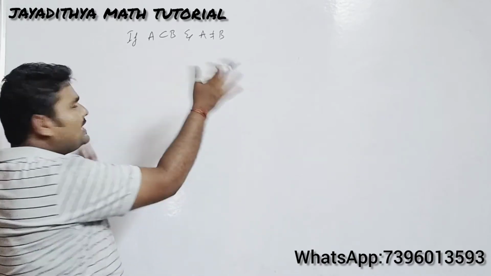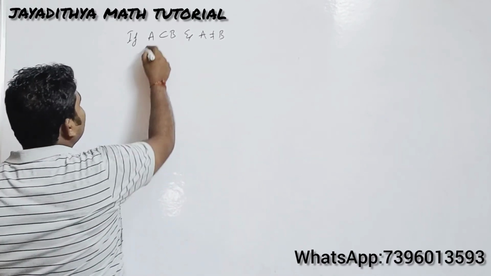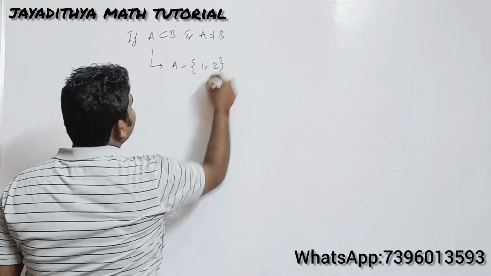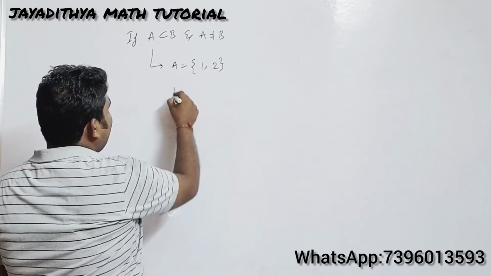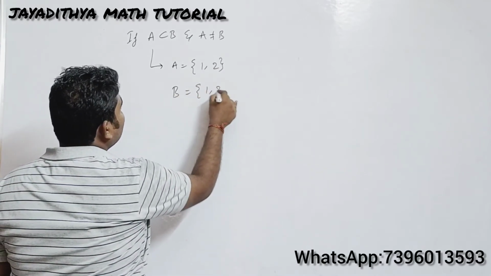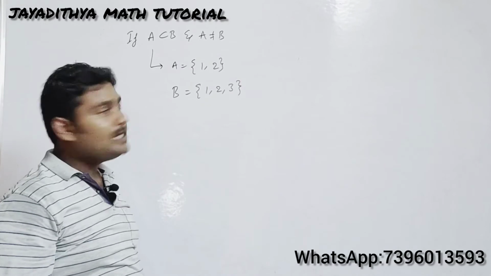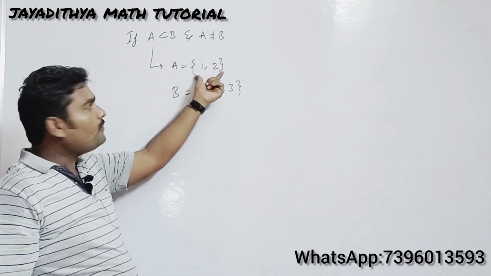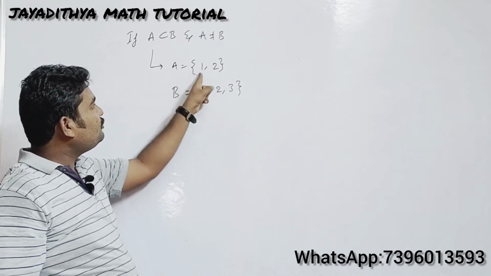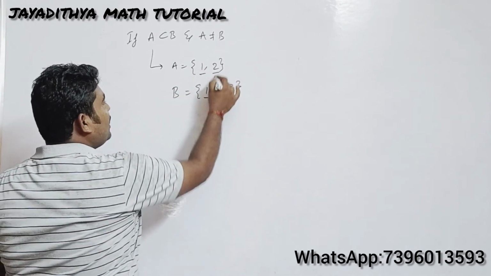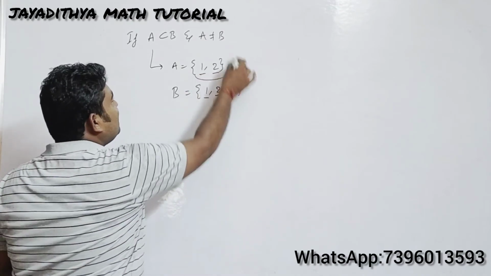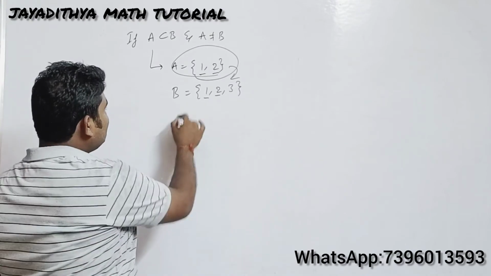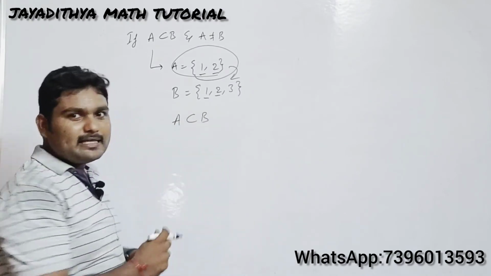So let us take an example and check here. I am taking A as the set which has only two elements, 1, 2, and I am taking B here, that is 1, 2, 3. According to the given condition, is A a subset of B or not? Each and every element of set A is present in set B. That means here you have 1, here also you have 1, here you have 2, here also you have 2. So you can say that A is a subset of B.